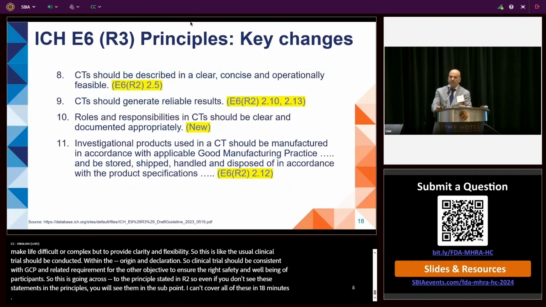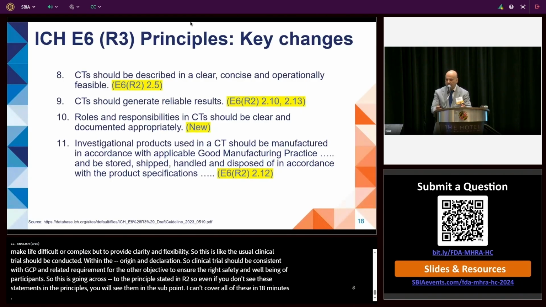If we go to principle 8 and 9, straightforward, clarity about the clinical trial protocol and the plans and the implementation. 9 is about clinical trials should generate reliable results. It's all about systems and procedures that should secure or assure the quality of every aspect of the design and the conduct of clinical trial.